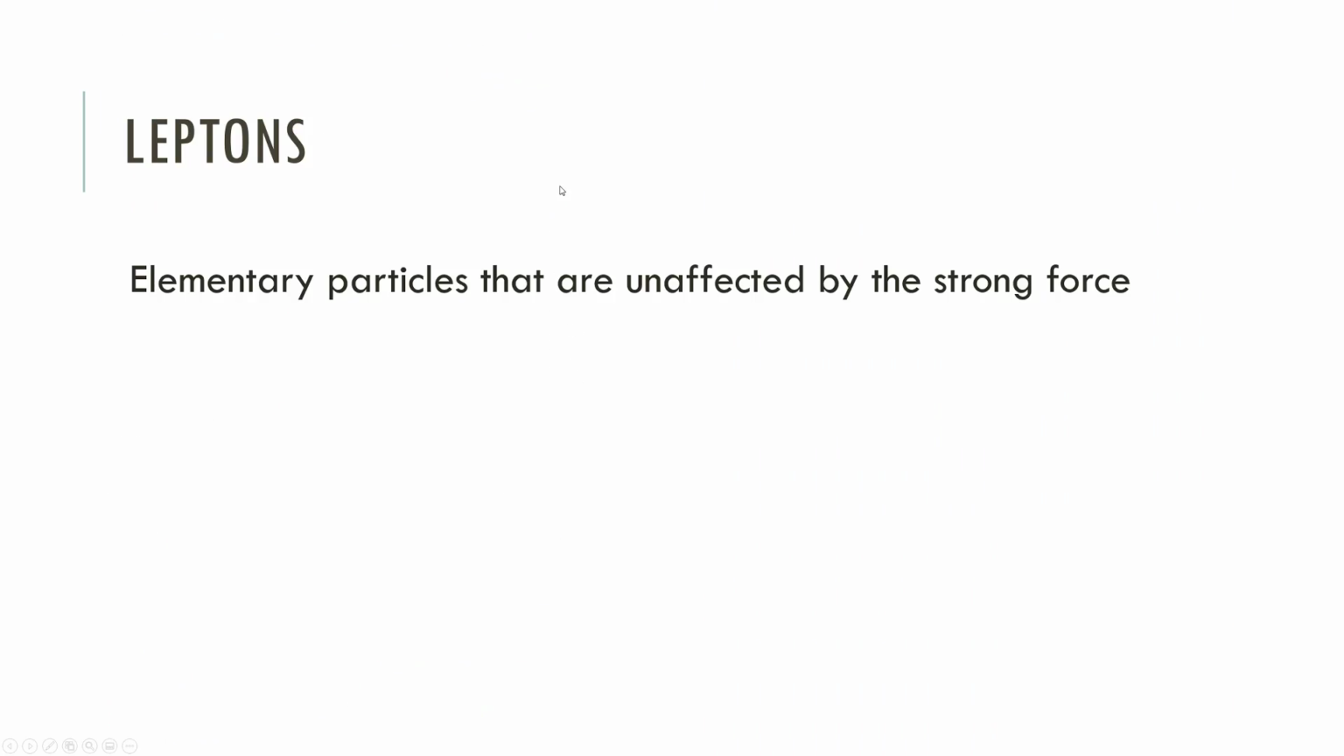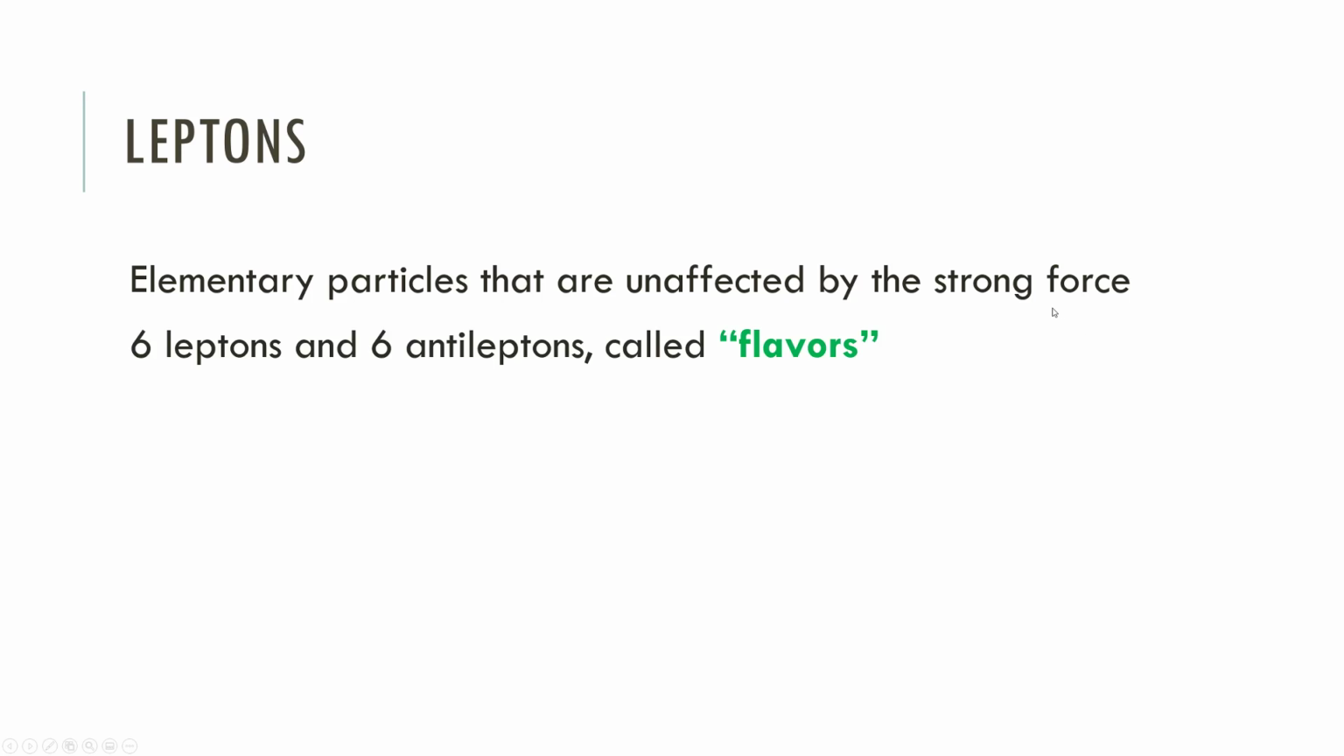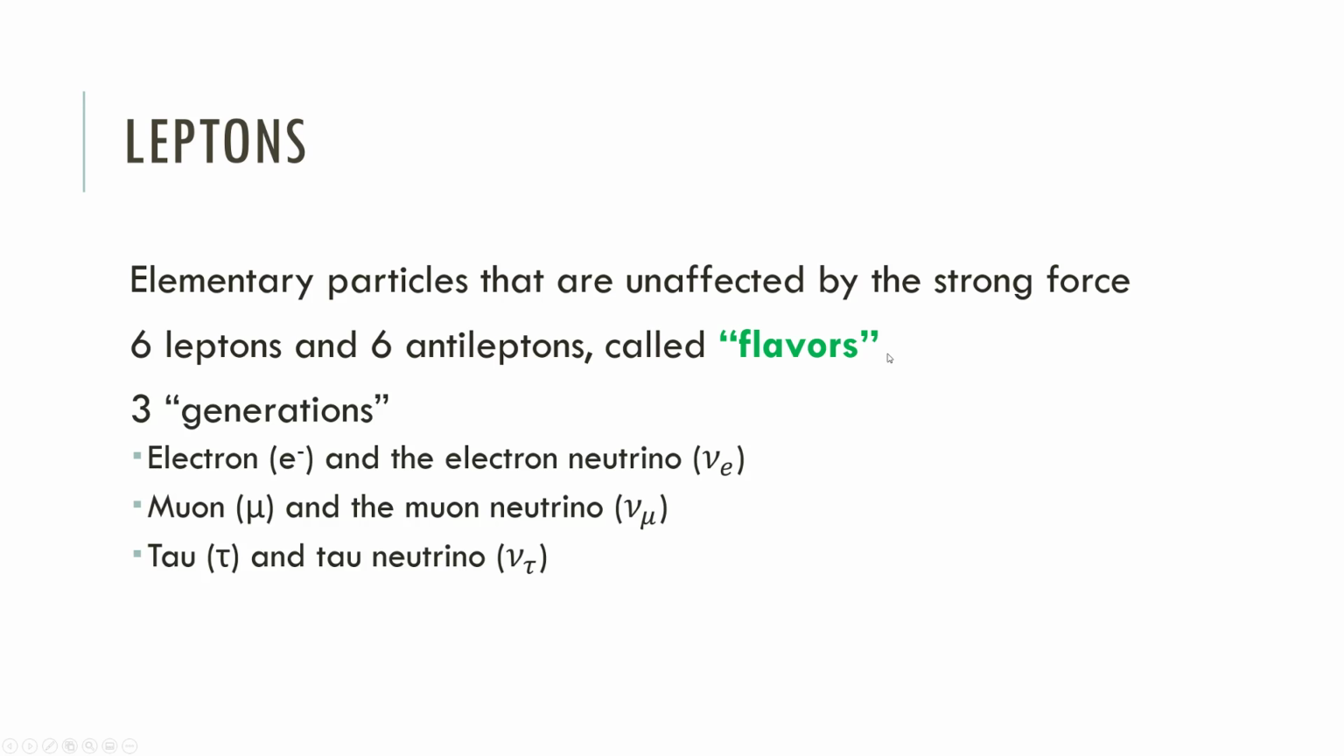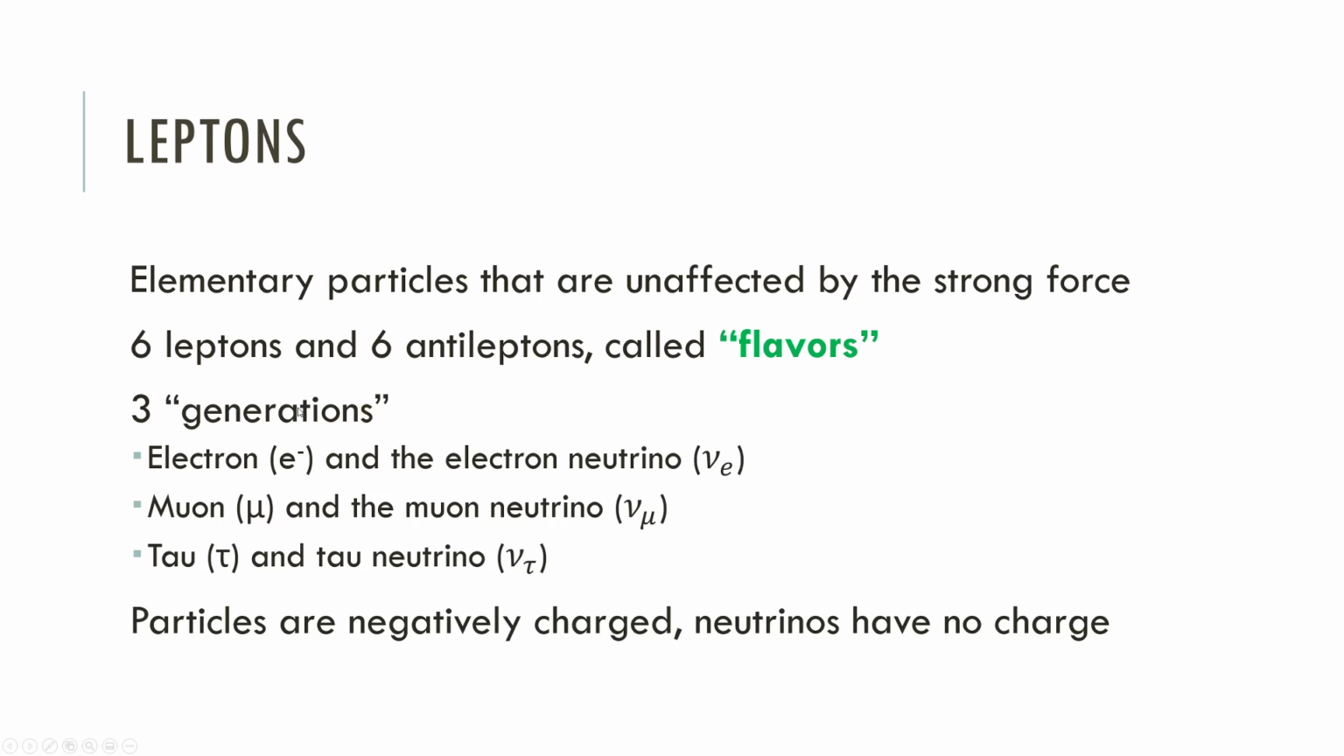So the first family is called leptons, and you want to think of this as the electron family. These are elementary particles officially that are unaffected by the strong force. Remember, the strong force acts inside the nucleus, so it's stuff that's not neutrons and protons. They typically hang out outside of the nucleus, and so we have 6 different leptons. This is the first fun vocab term: the different types of particles, we call them flavors. So there are 6 flavors of lepton, which are as follows.